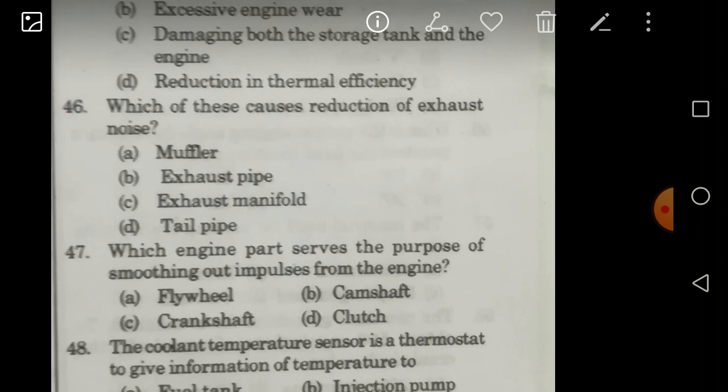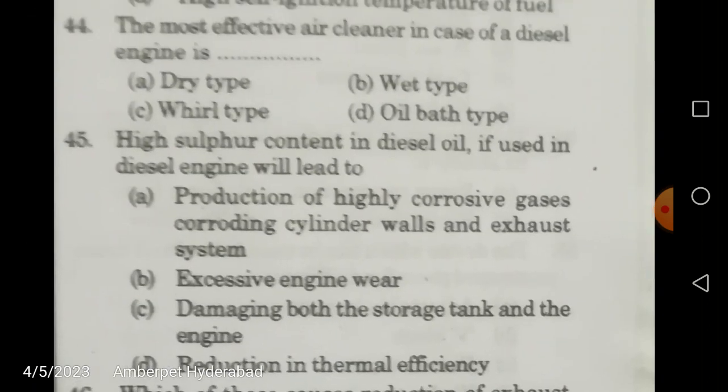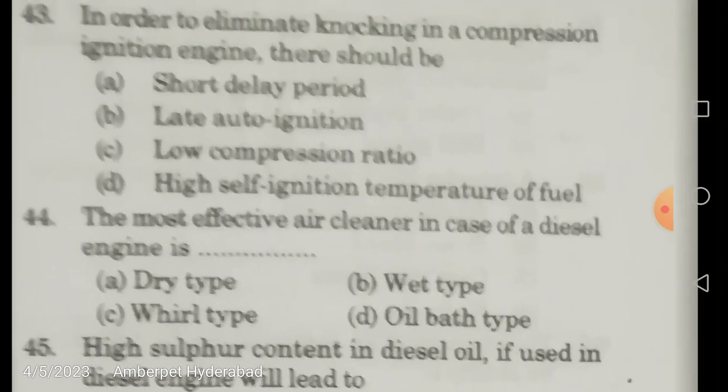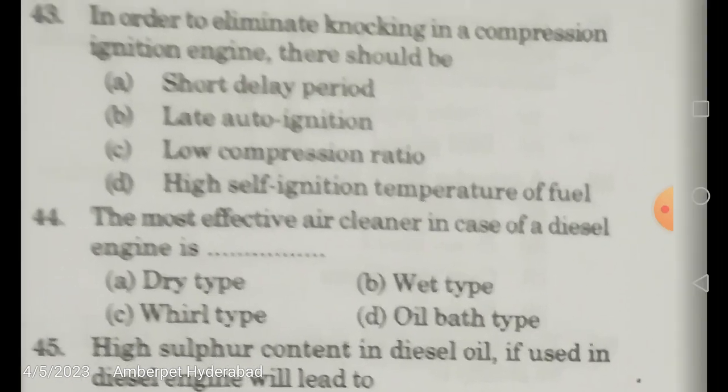Now, next question is, in order to eliminate knocking in a compression ignition engine, there should be, right, what's the correct answer? Short delay period or late auto ignition, low compression ratio, high self ignition temperature of the fuel. So definitely high compression ratios are going to increase the knocking tendency.